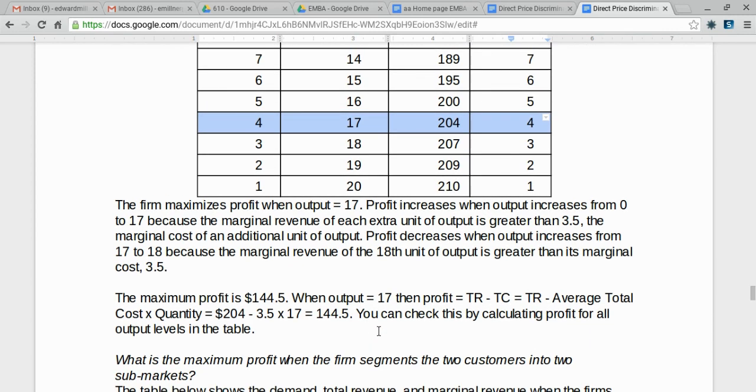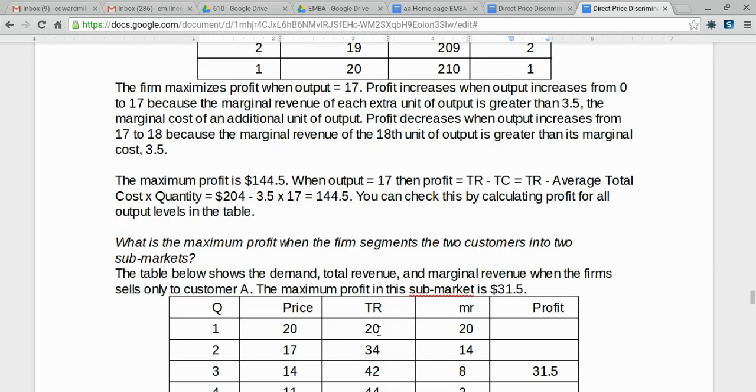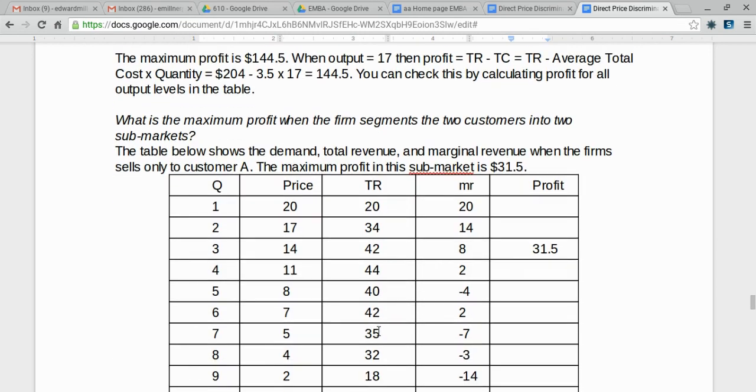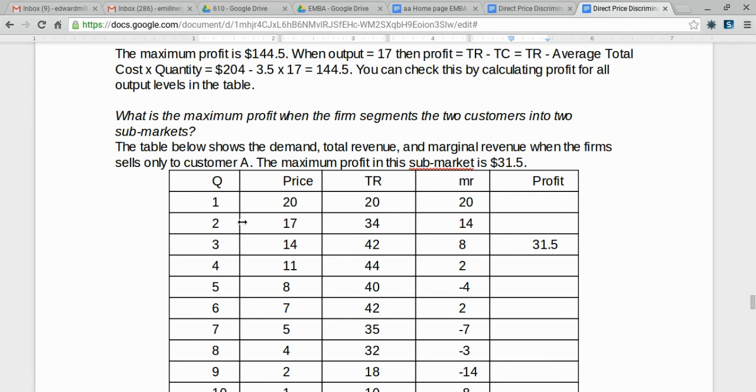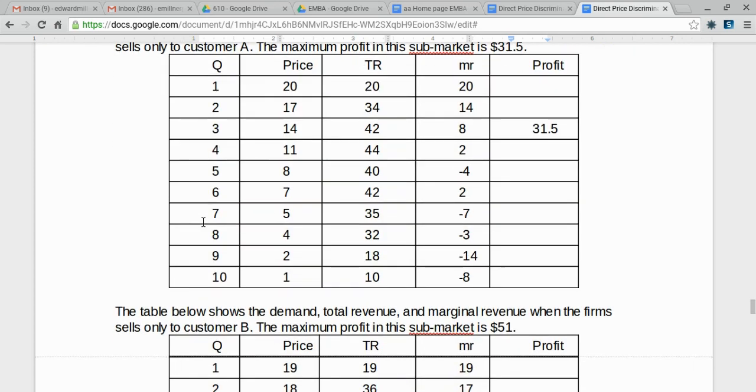The last question is, what's the maximum profit when the firm segments the two customers into two submarkets? Take some time, develop an answer, stop the video, come back when you're ready to compare your answers with mine. So what I've done now is I've broken the demand for customer A into a separate table. When price is 20, customer A will buy 1 unit. When price is 17, customer A will buy 2 units. On down the table like that.